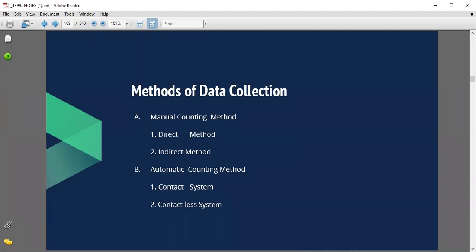So we'll understand the first one. What is the manual counting method? Again, the manual counting method is divided into parts: one is the direct manual counting, and the second one is the indirect manual counting method. So one is the direct method, the second one is the indirect method. With this we can count the vehicles on the road, and that counting is nothing but an indication of traffic density or traffic volume.